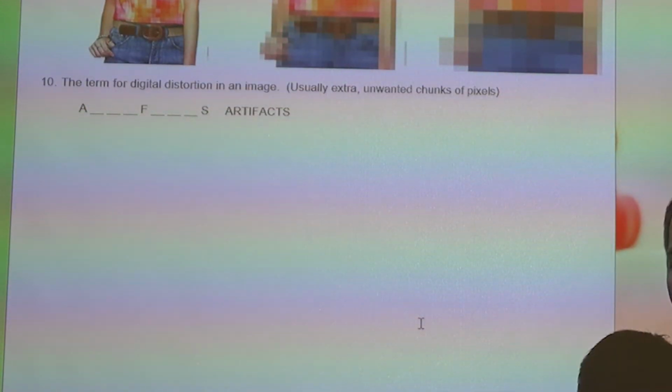Okay, another problem you can have, like pixelization, number 10, the term for digital distortion in an image. This is usually extra unwanted chunks of pixels. It's called artifacts. Artifacts are just simply when something screws up with the digital data.